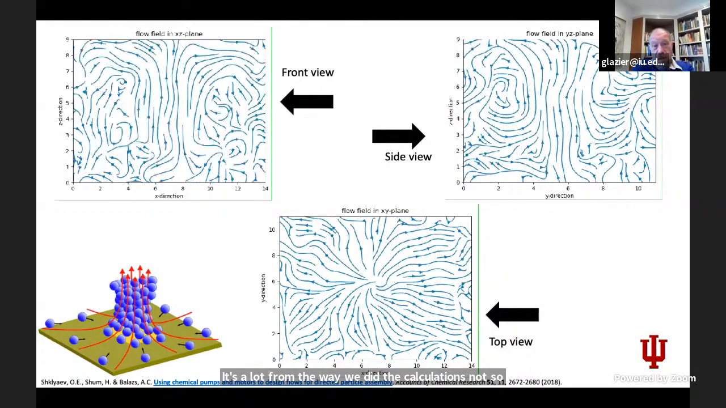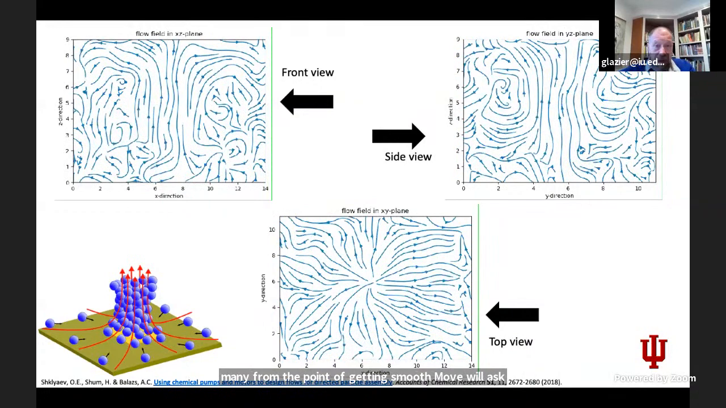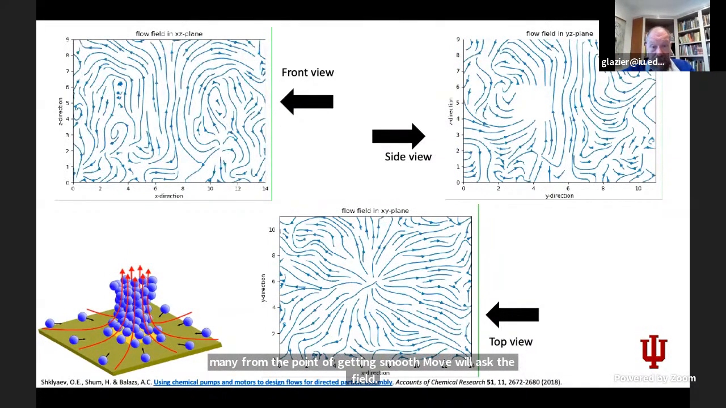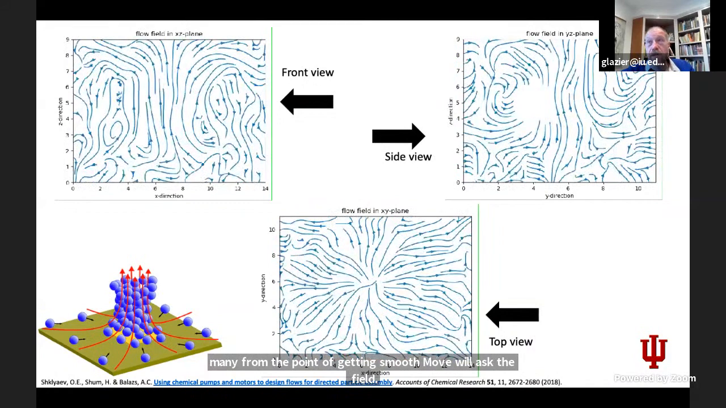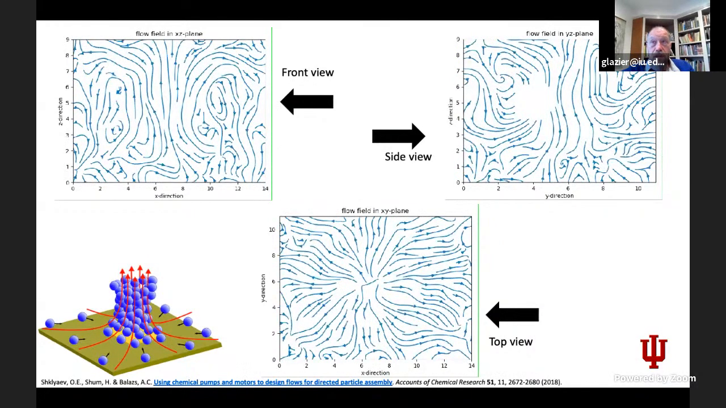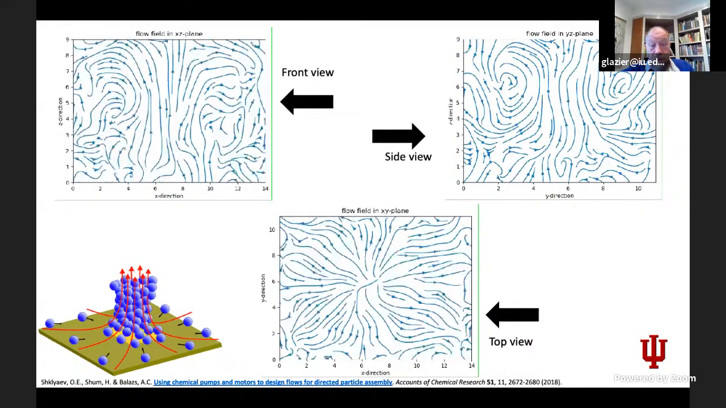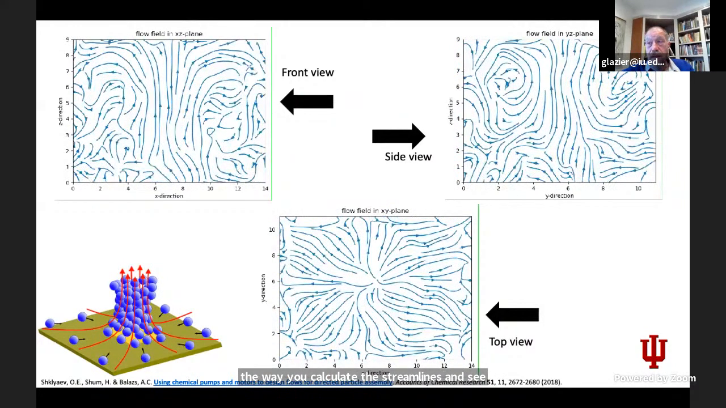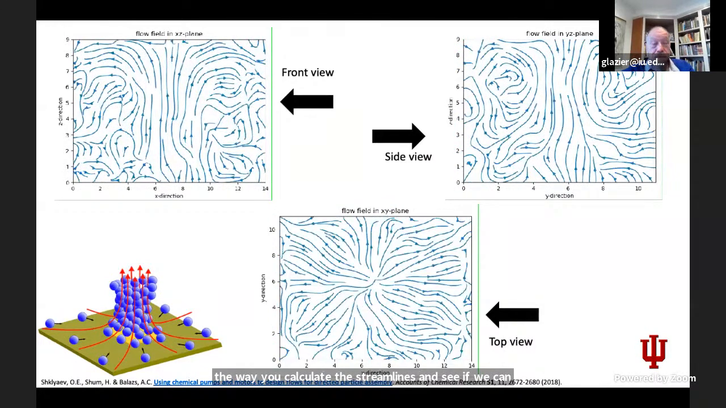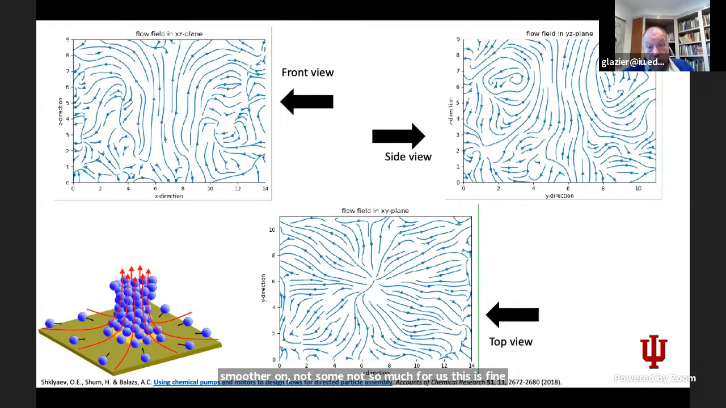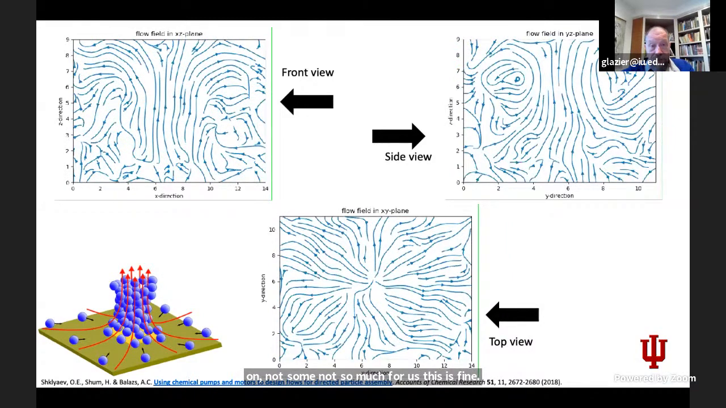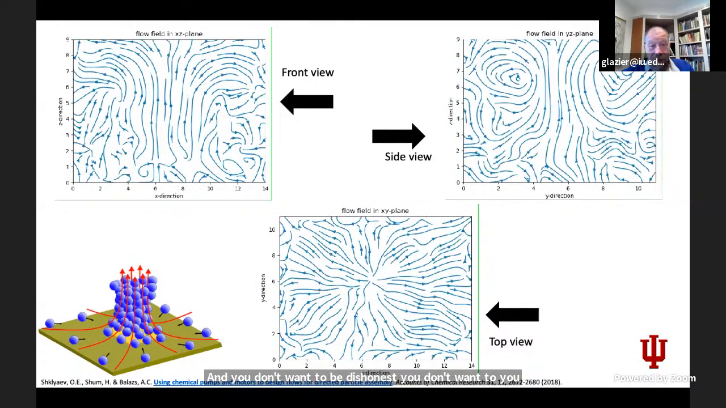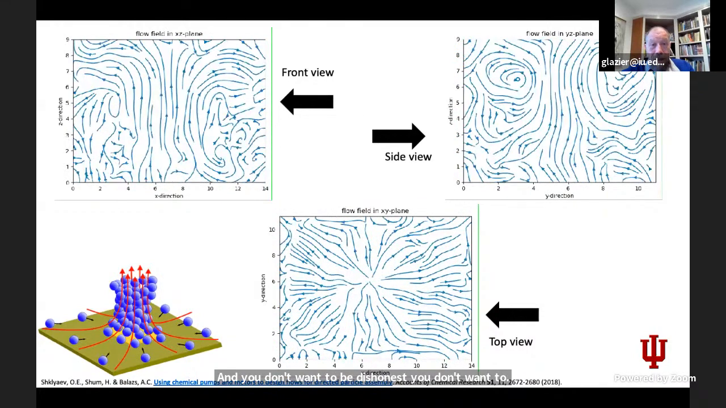smooth velocity field. But some of it may be because of the way you're doing the velocity calculation in the plot. So I'd encourage you to try playing with the way you calculate the streamlines and see if you can get a smoother one. Not so much for us, this is fine, but if you're going to publish it, you don't want to be dishonest, you don't want to pretend that you're getting better streamlines than you are.